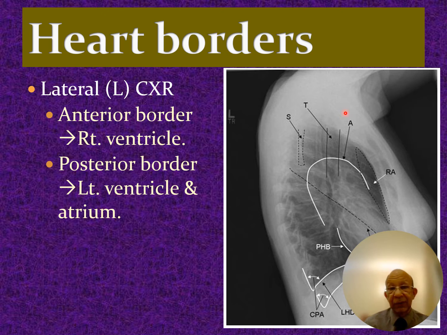Now, if you look on the lateral film, you can see that this is the aortic arch, and this is again the trachea, the posterior heart border and the anterior heart border. The anterior border is primarily made by the right ventricle, and the posterior heart border is primarily made by the left ventricle and atrium. This is the posterior costophrenic angle. Again, it is black, sharp, and deep. And this is the left hemidiaphragm, and this is the right hemidiaphragm.